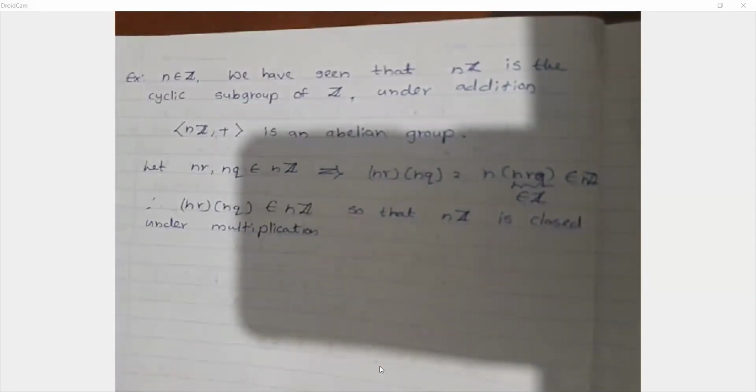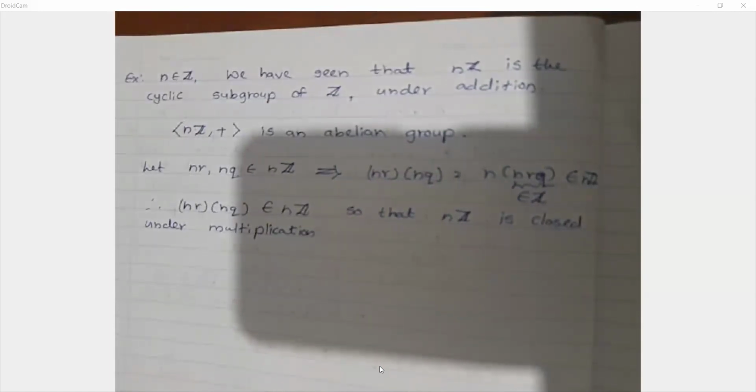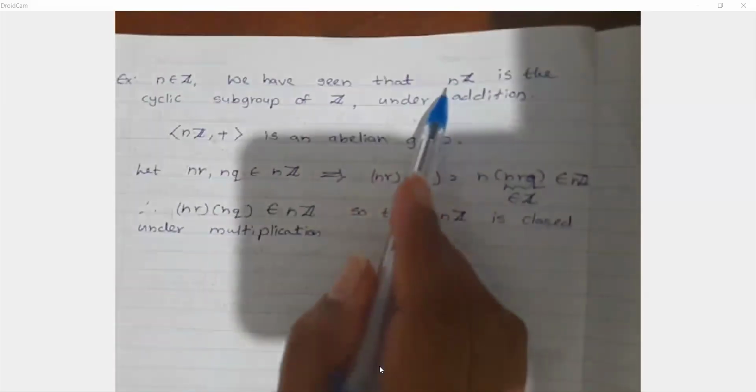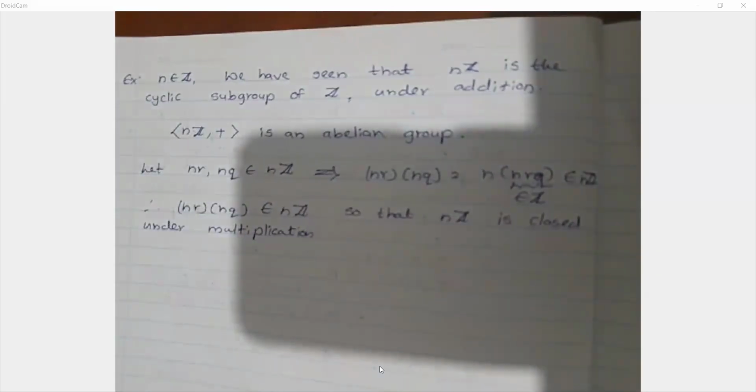So NZ is closed under multiplication, right? And because the set of integers together with the usual addition and multiplication is a ring, the multiplication defined on Z is associative and the distributive laws hold. Observe that NZ is a subset of the set of integers. Therefore, the associativity of multiplication and the distributive laws also hold in NZ as well, right? They are inherent properties from the set of integers.